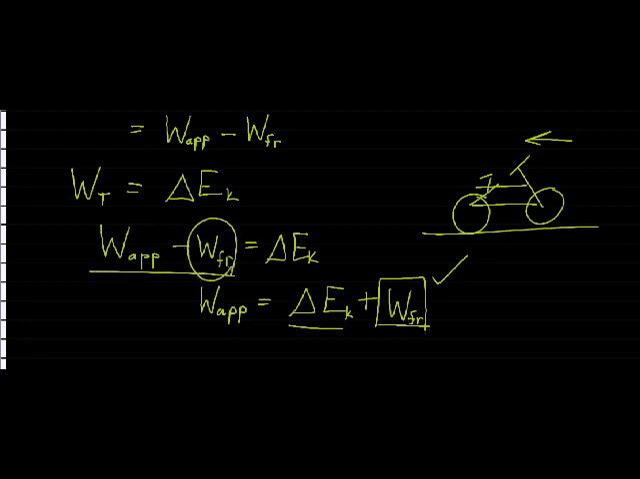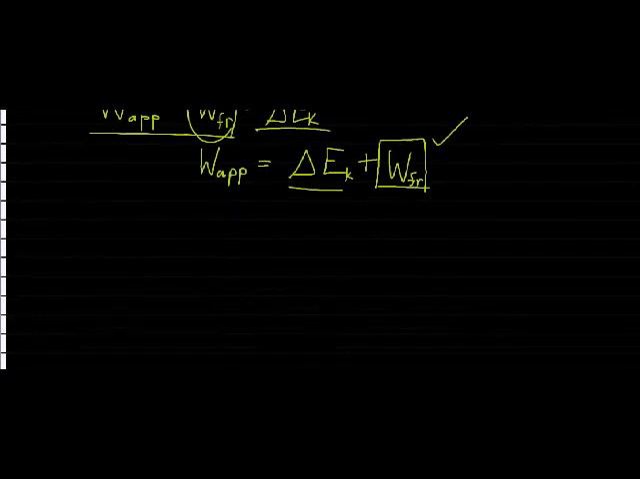The bigger this value becomes, the smaller my change in kinetic energy is. So even though I'm applying a lot of force, most of it gets dissipated, which is the word that they use. Friction is a dissipative force, which means it steals some of the force that's in the positive direction.